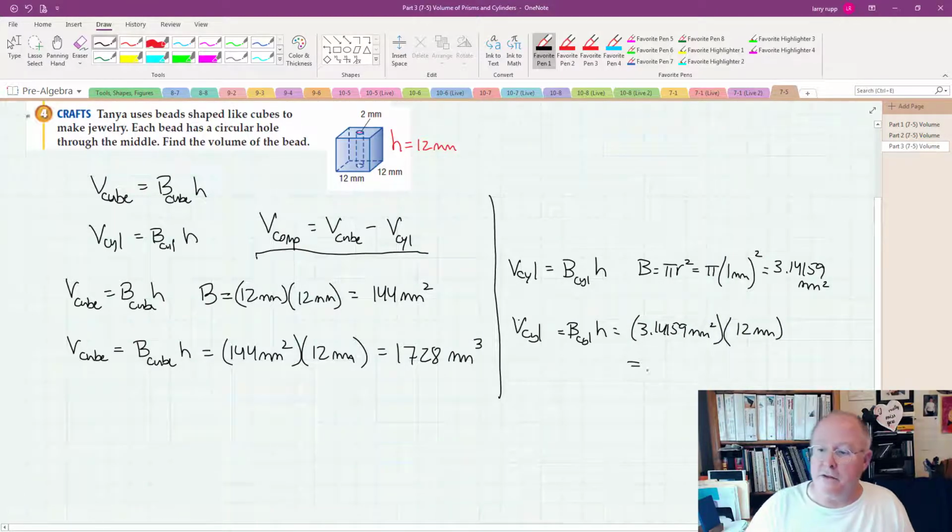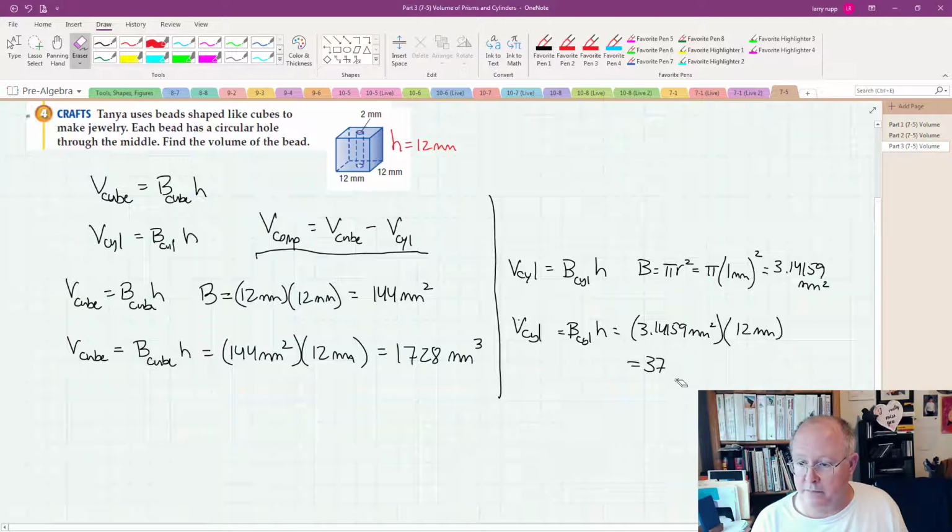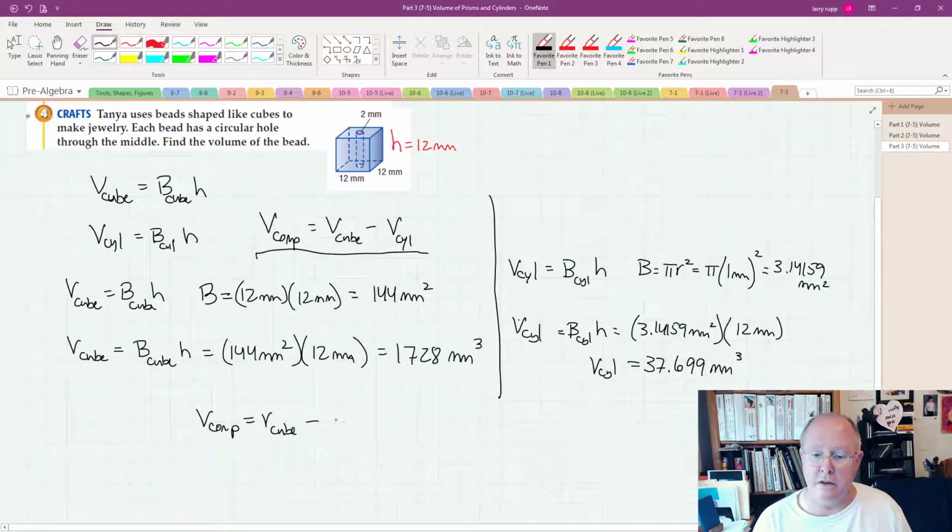So that equals approximately 37.699. Well, that was bad writing. Cubic millimeters. That's the volume of that little hole drilled through the cube. All right, that's the volume of the cylinder. So now we have the two different volumes of the pieces that make up this composite solid. So now our volume of the composite is equal to the volume of the cube subtracted out the volume of the cylinder.